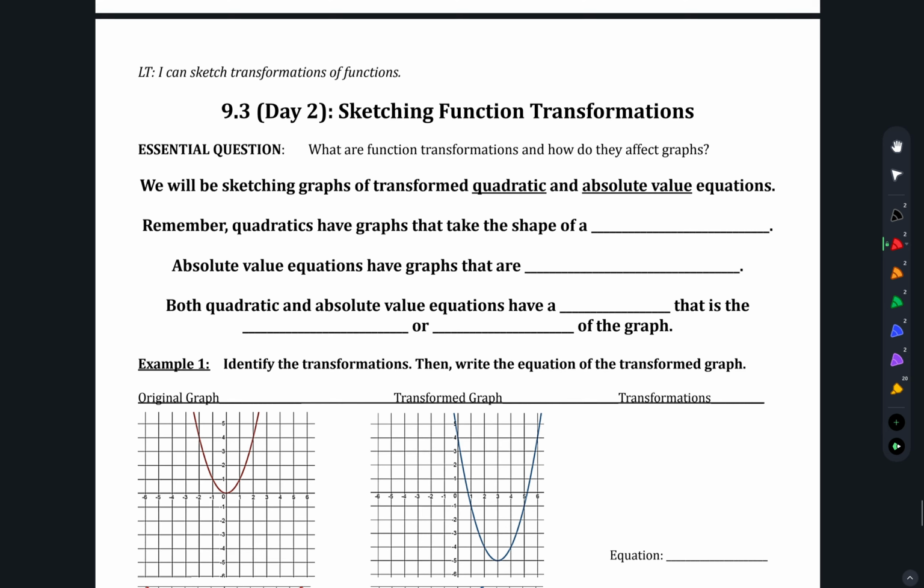Doing yesterday. The only difference is today we're going to talk about how the transformations that we were doing yesterday affect our graphs. We are going to focus on two kinds of equations: quadratic and absolute value equations. Let's remind ourselves of the shapes that they make. So quadratics take the shape of a parabola.